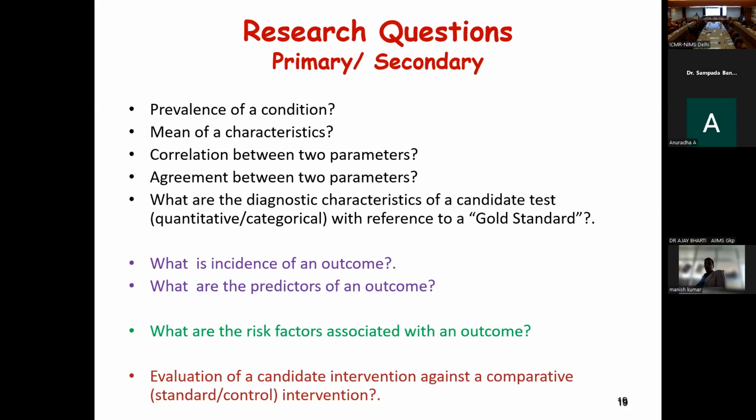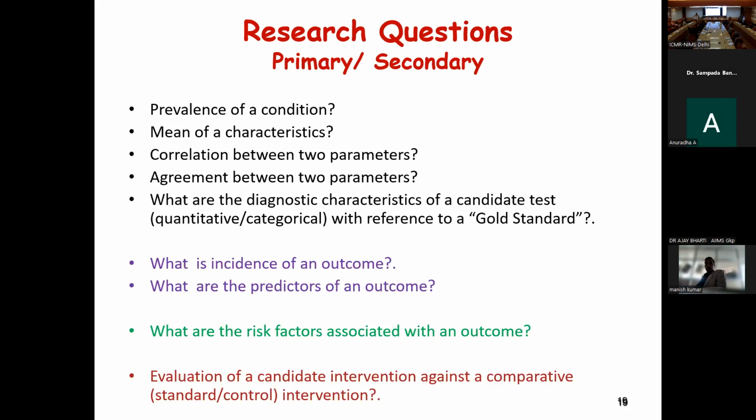So how many possible research questions in health sciences? Finite or infinite? Finite, only these questions, no other question. If you find any other question, please add to this list. No other question in health sciences. Your words may be different, but it has to fit into these, right? And if these are your primary research questions, then sample size calculation has to be done. So let us see for each of the primary; I'll leave the slides, they will be shared. So these are the questions, right?